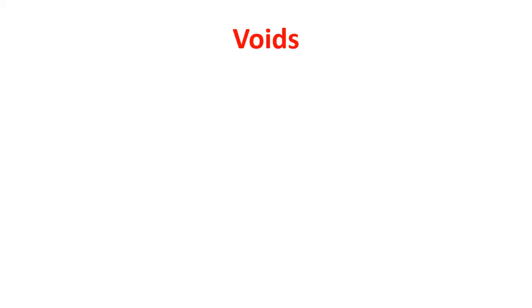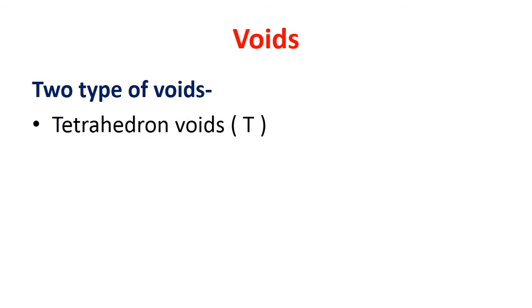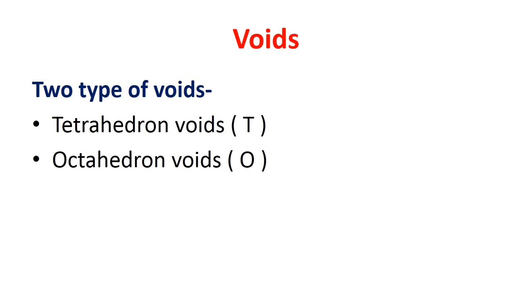Here we are going to see an important topic, that is voids. There are 2 types of voids present. First, tetrahedral voids, which are denoted by T, and second, octahedral voids, which are denoted by O. Now let us study how these voids are formed.